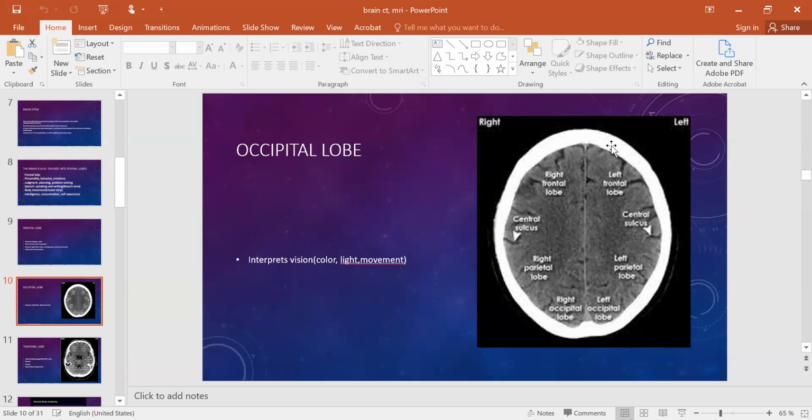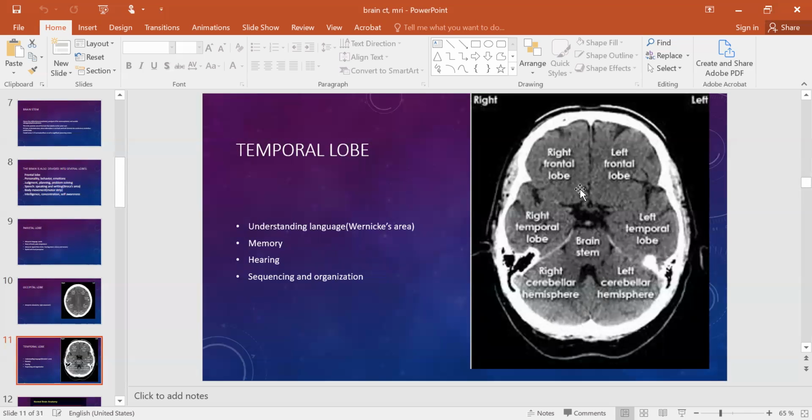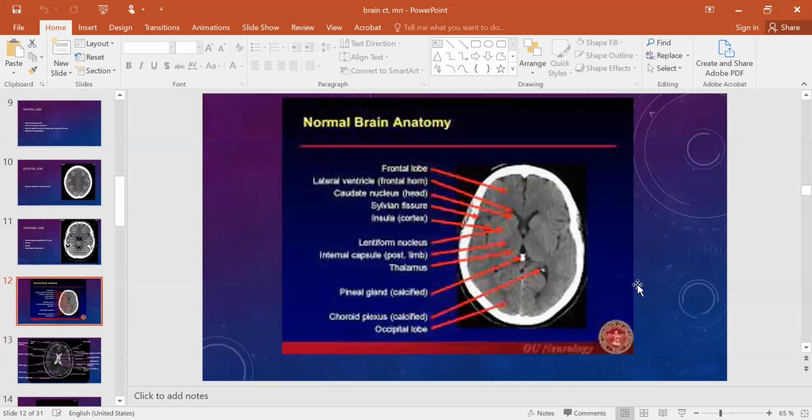We see right and left frontal lobes, right and left parietal lobes, and right and left occipital lobes. Here on this view, again, computed tomography of the brain, axial plane, right and left temporal lobes, which are responsible for understanding language, which we call Wernicke's area, memory, hearing, sequencing, and organization. Also, the cerebellum is divided into two hemispheres, right and left cerebellar hemispheres.